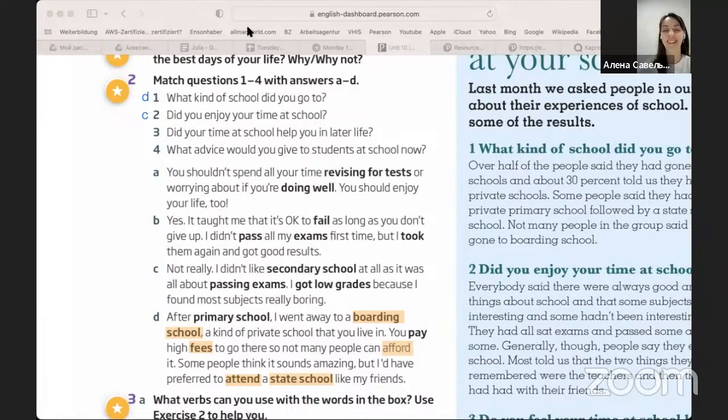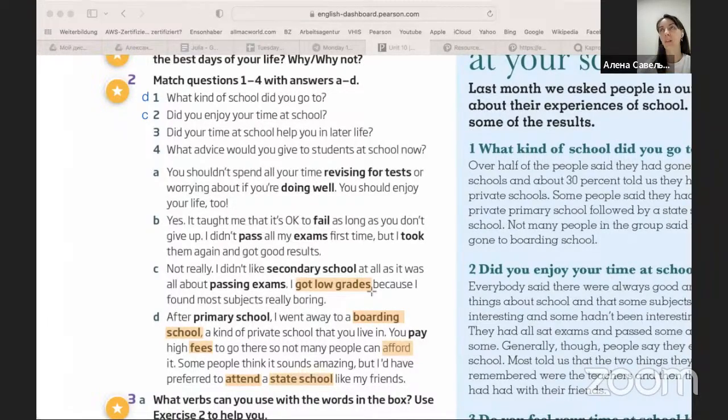I don't know the word pass an exam. Does it mean to get a positive or negative result? Positive. Yes, good. Fail is about negative. Fail, it's about an exam. That's right. So pass is good. Fail, you have to do it again. Right. And an interesting new phrase: I got low grades because I found most subjects really boring. What does it mean? What are grades, first of all?